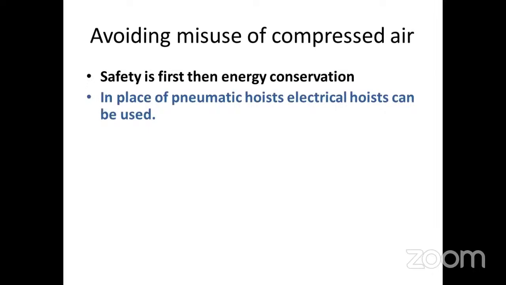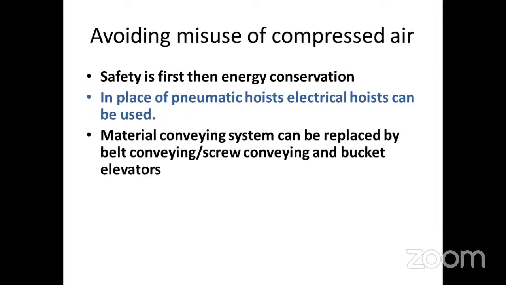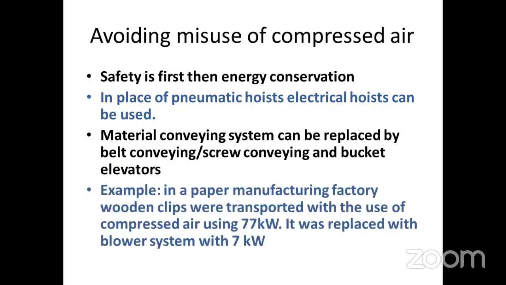Okay, sir. In place of pneumatic tools, electrical tools can be used. Material conveying systems can be replaced by belt conveying. Material conveying through an air system is very energy consuming, sir. Belt conveying is cheaper. For example, a case study they are giving. They used to transport paper clips, I think, wooden clips, yes. It was 77 kilowatt. Then after replacing the power system, it came down to 7 kilowatt.